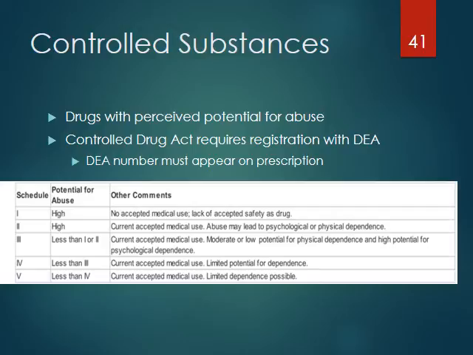As you go down to C3, 4, and 5, you'll see that the risk for abuse or dependence goes down as you go along. C5 is the weakest of the bunch, whereas C2s have the highest abuse potential.